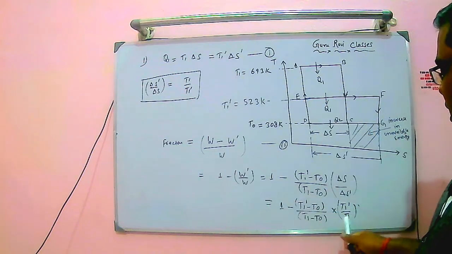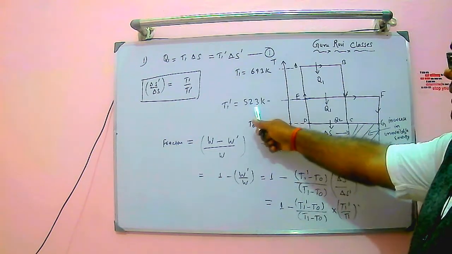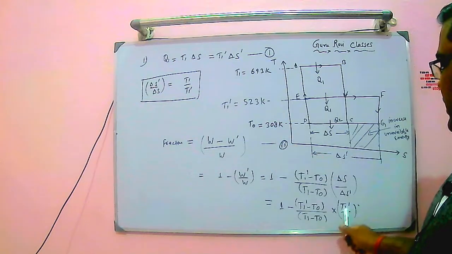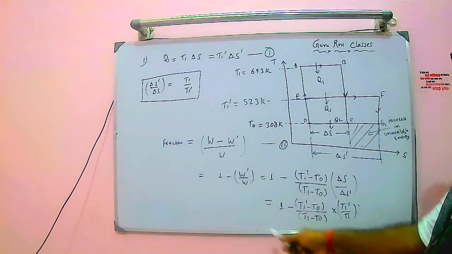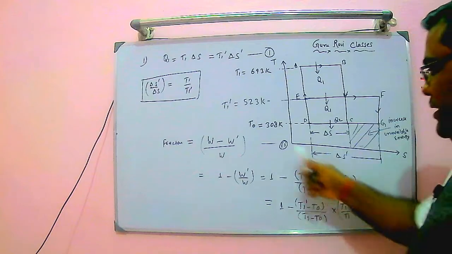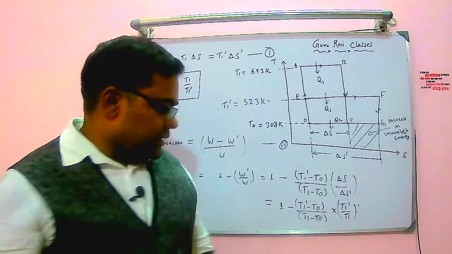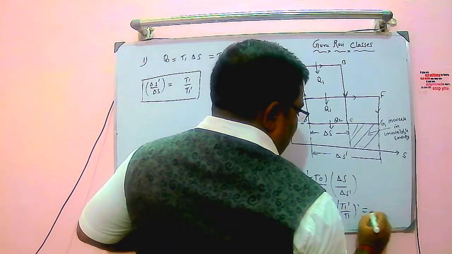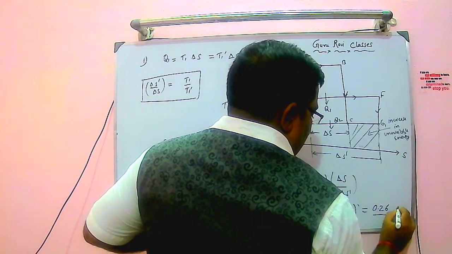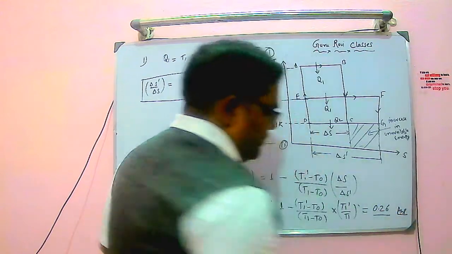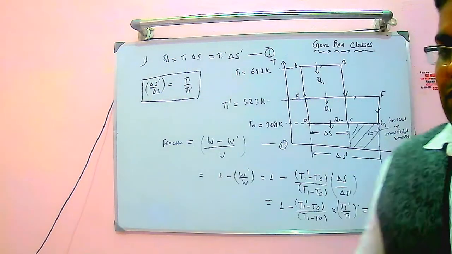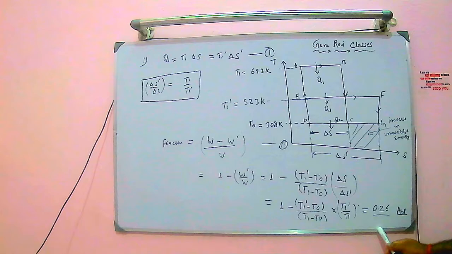So I know all the temperatures. T1 dash is here, T0 is here, right? T1 is here. You substitute all these temperatures here, 1 minus this bracket, and you will get the fraction of energy which is basically going to be rejected. So this is coming around 0.26. So this is the answer for the first problem, 0.26. So like that you can solve. Just look at this. This is the final answer, 0.26 that you are getting out of it.